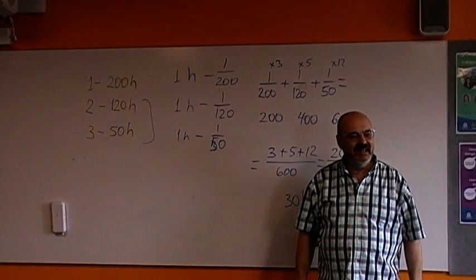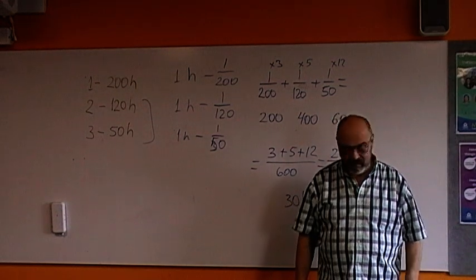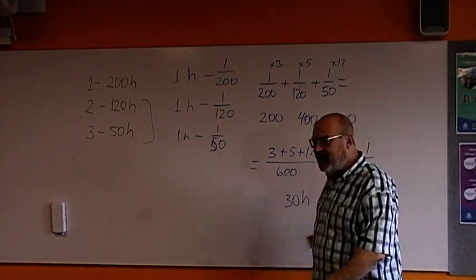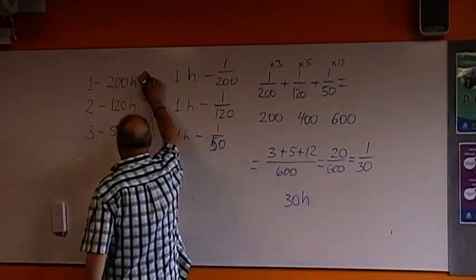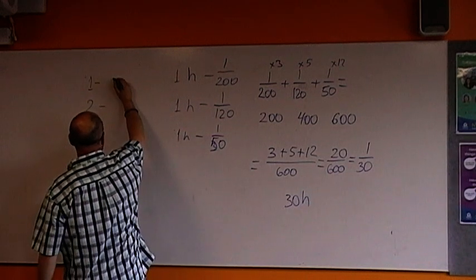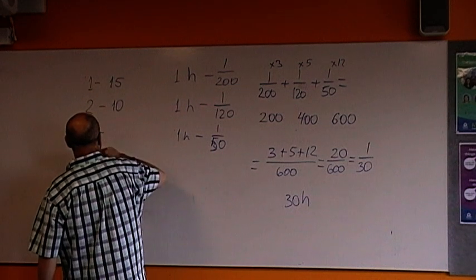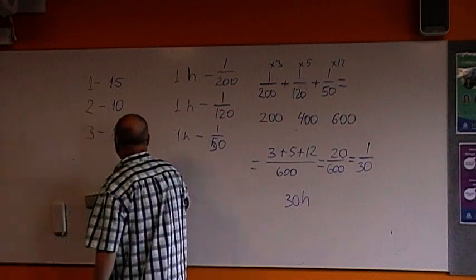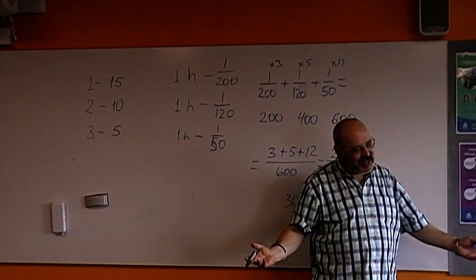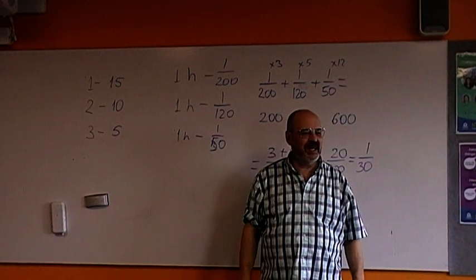Okay, let's try your method. I will change the numbers and let's see if it works. Maybe you discovered a new method to solve this type of problem. So let's say that instead of 200, the first will be 15, the second will be 10, and the third will be 5. Does your method work? It's 0, so it does not work. It was just a coincidence of the numbers.